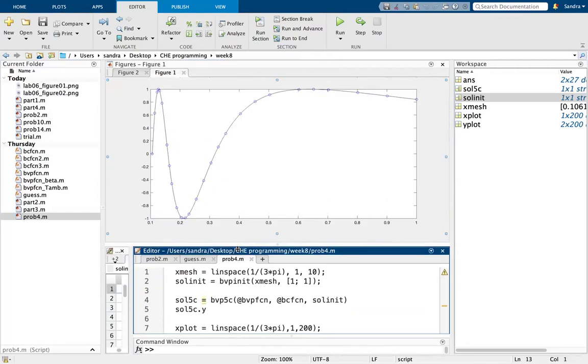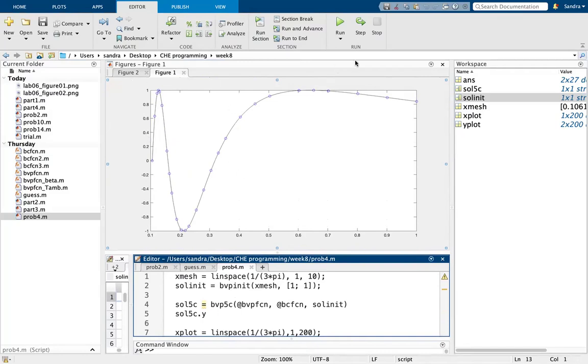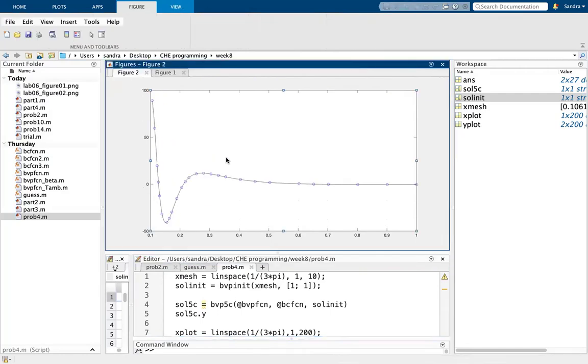Now going to the figures. This is the first figure corresponding to the y value. The line that you see is what we got from the BVP solver, and the circles that you see is what you got from the analytical solution. As you can see, both are perfectly matching. And this is the graph for y dash, which is the gradient of y.